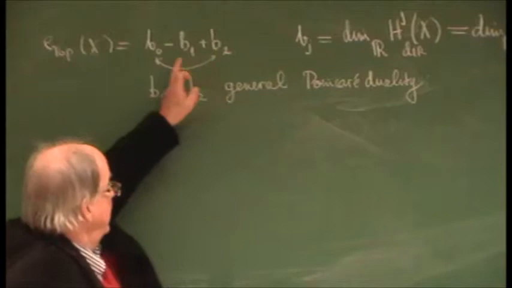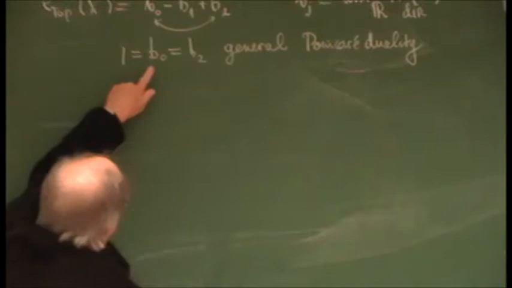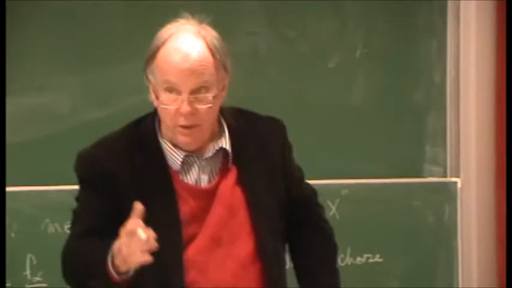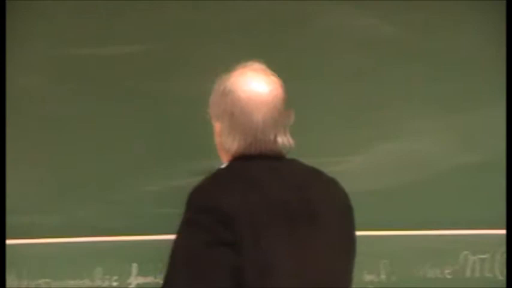Is that okay? These two numbers are equal, and since the manifold is one-dimensional, they're one. This number is one because it counts the connected components of the manifold. This reflects the manifold being connected, and this number is one because the manifold is oriented. Okay, so that's the first two here. So that says this thing is two minus the second Betti number.